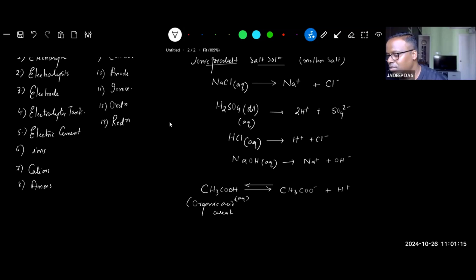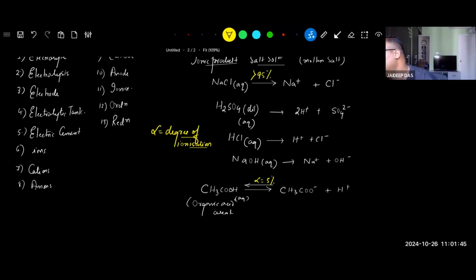If you want to learn one step higher, then we will introduce a term called alpha. We will see this later. Alpha is known as degree of ionization. How much does it ionize? And this will give you a clear link why ionic compounds give you better electricity, current flow. Here alpha is only 5%, means if you have 100 molecules of acetic acid, only 5 of them are going to ionize. Here in an ionic product, alpha is almost 95% to 100%.